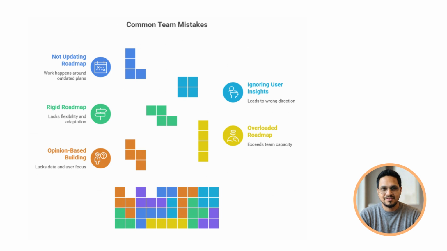Number 4, and one of the most important, is to ignore the user insights. This will eventually lead to the wrong direction. And lastly, not updating the roadmap. This means continuous work is happening around the outdated plans or from unofficial sources.